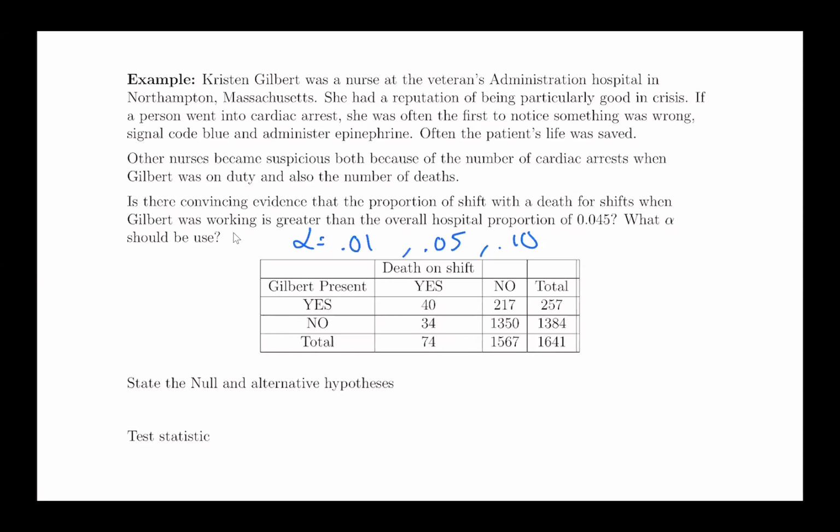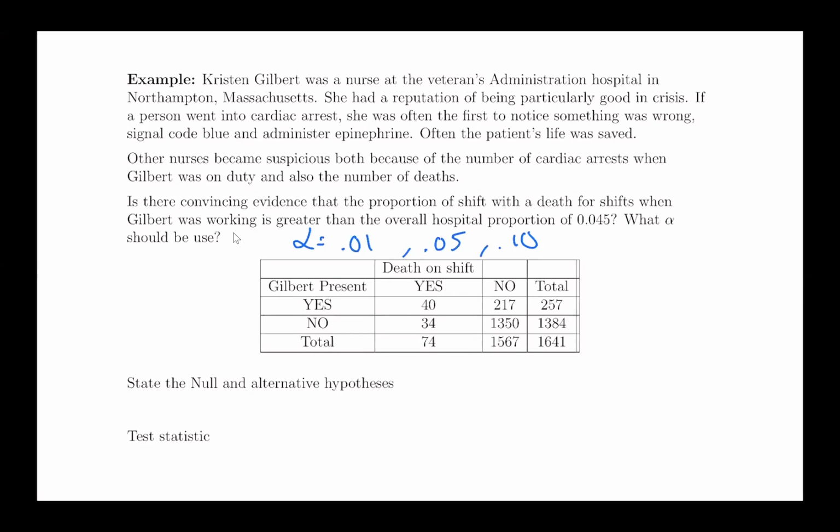All right, so let's read out this prompt. Christine Gilbert was a nurse at the Veteran Administration Hospital in Northampton, Massachusetts. She had a reputation of being particularly good in crisis. If a person went into cardiac arrest, she was often the first to notice something was wrong, signal code blue and administer epinephrine. Often the patient's life was saved.